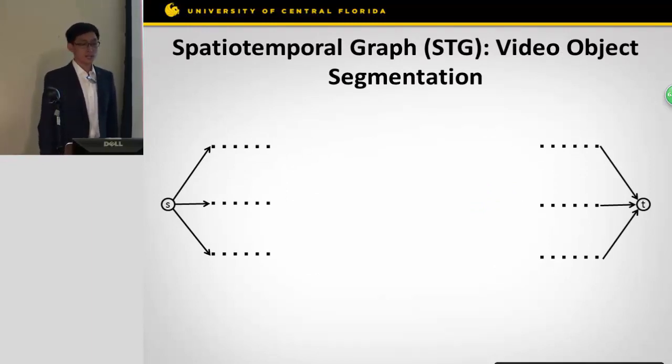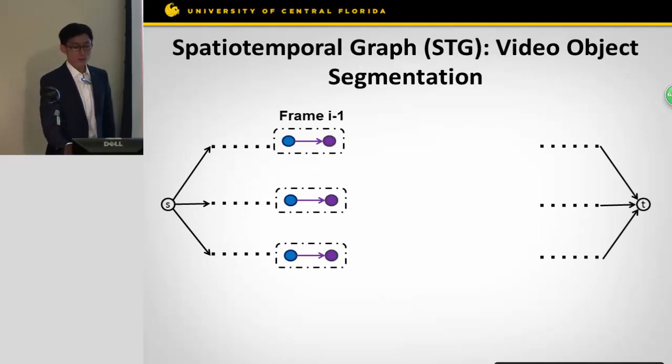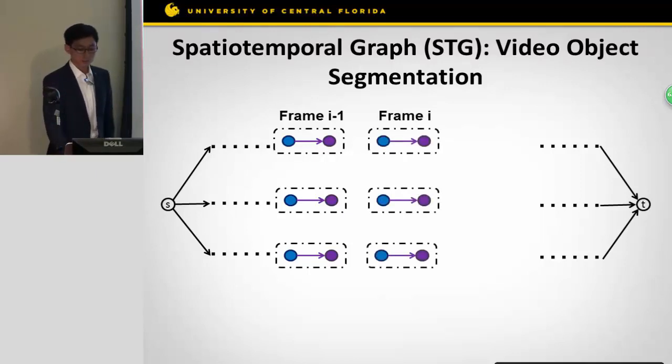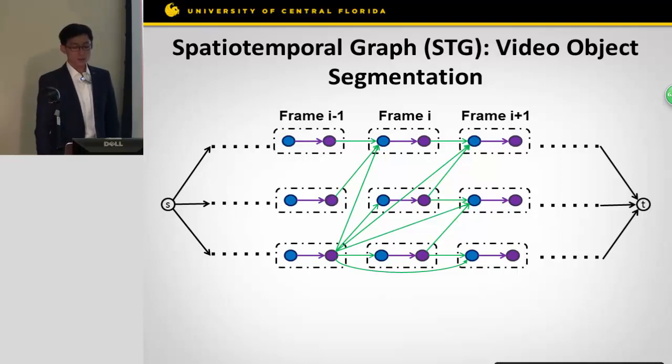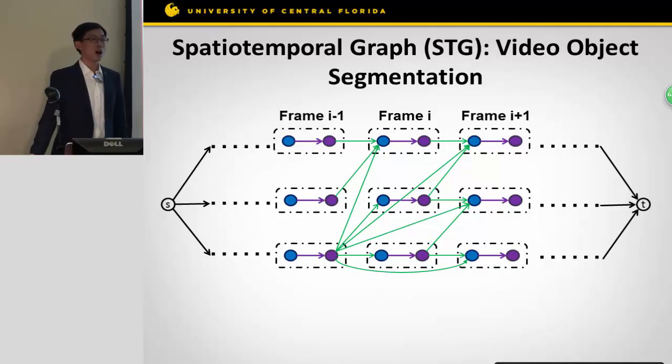We have a source node and a sink node. For each video frame, we have some nodes to represent the object proposals. Basically, object proposals means the candidate regions for the foreground moving object. Similarly, we have proposals for all the other video frames. We can build edges between these nodes, which represent the similarities between the object proposals. What we want to do is to select one object proposal for each video frame, and to make sure that they have a high objectness score and high similarity scores across the video frames.